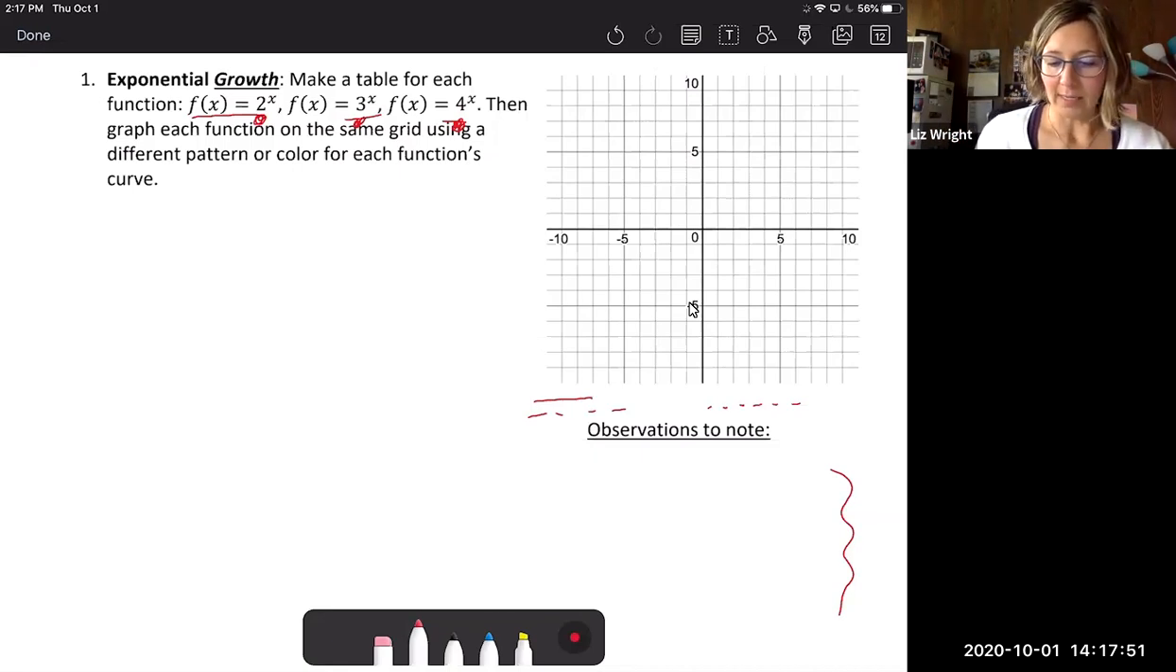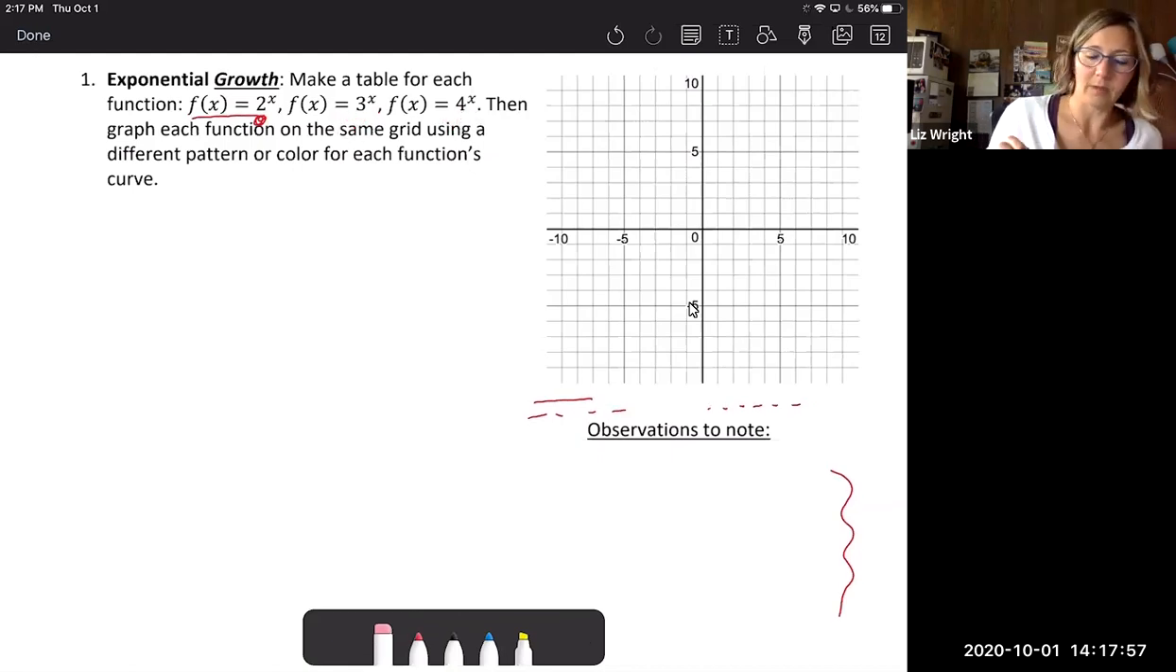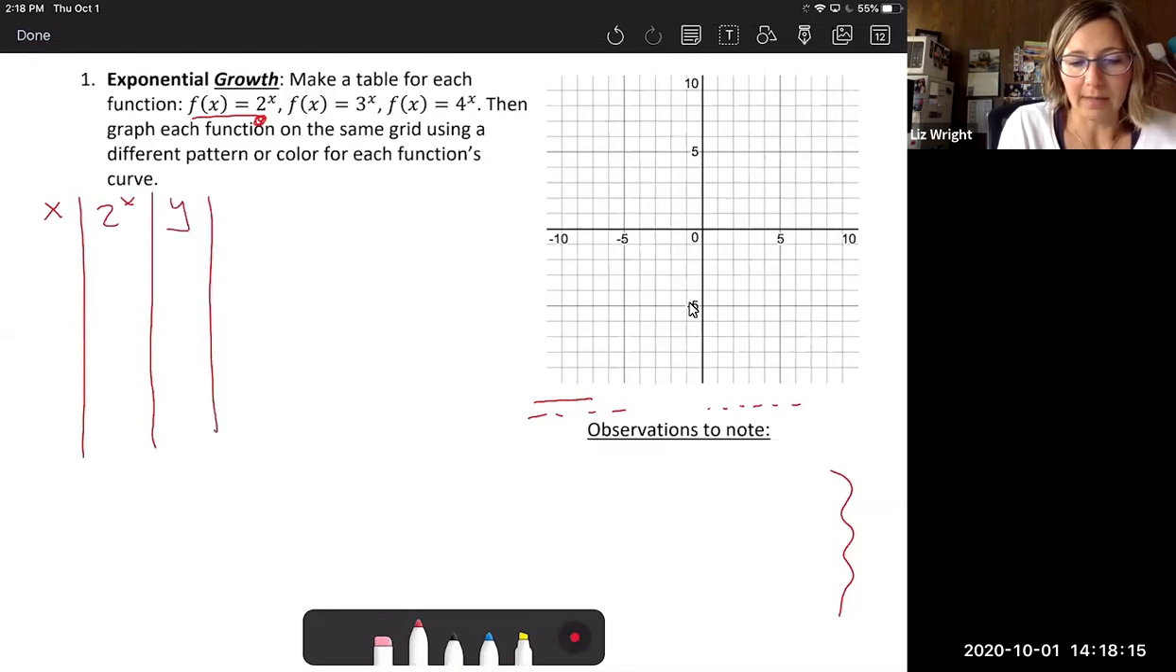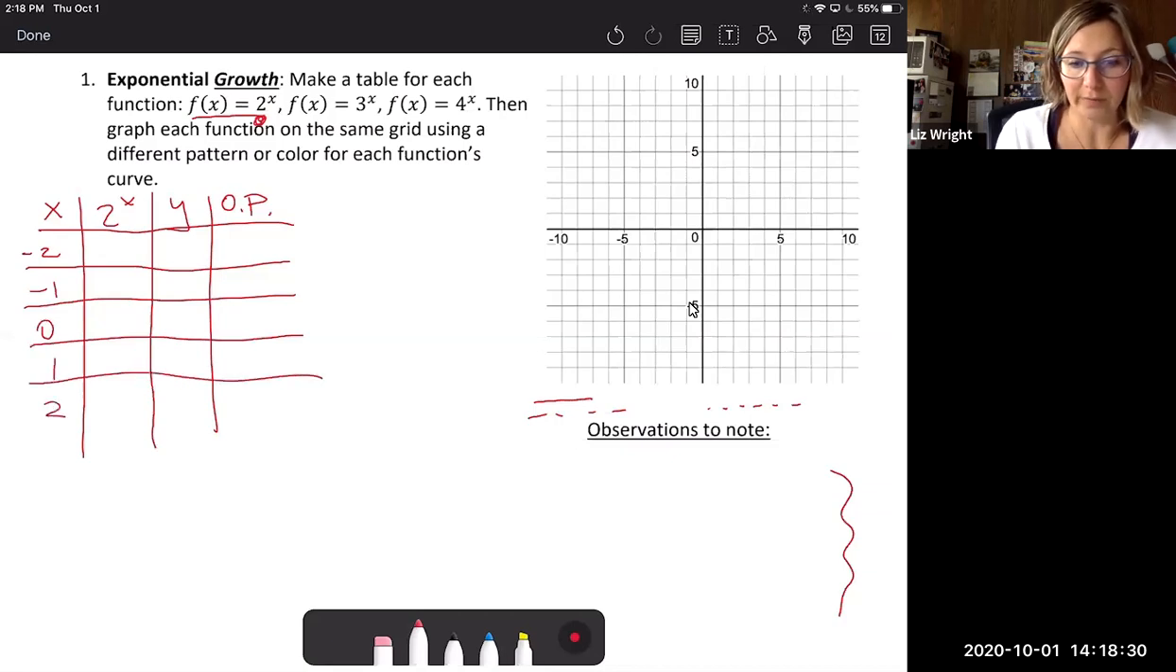All right, so mine, I'm going to start with red first, and my red is going to be the 2 to the x, and then I'll try to remember to switch to a different color for a different function. So we're going to make our table: x, then my function 2 to the x, then my y, and then my ordered pair. And I already told you that 100% of the time, we're going to do -2, -1, 0, 1, and 2 for each of these. And so we're just going to start plugging those in.